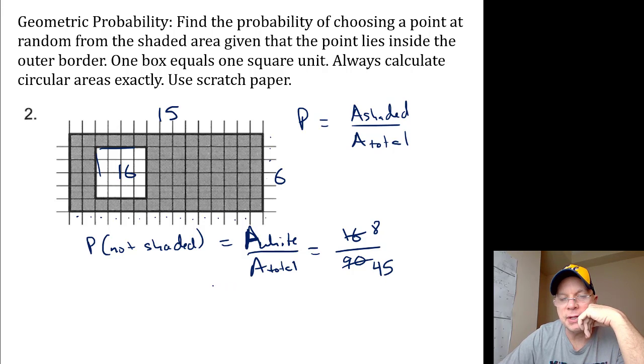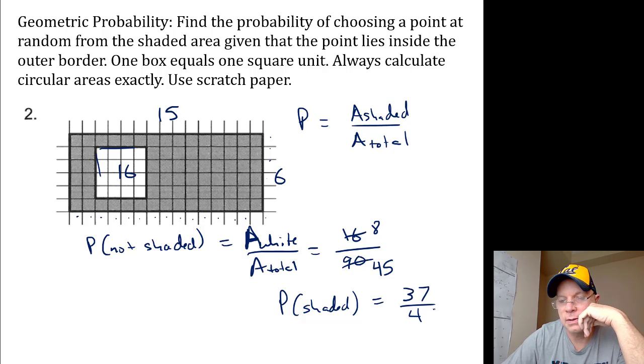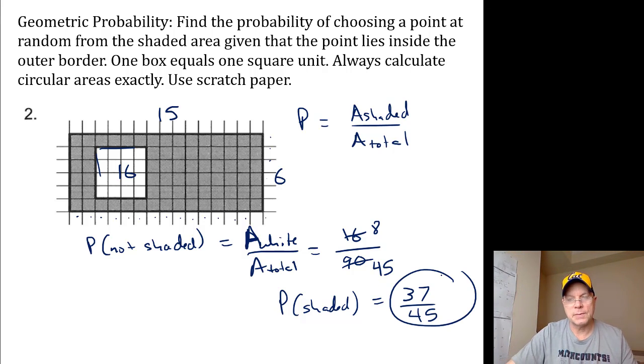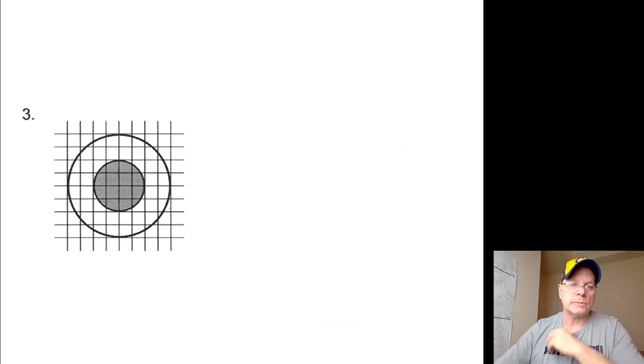So if the probability not shaded is 8/45, the probability of shaded must be the complement, or 37/45. That's correct, 37/45. You could have found the shaded area and compared it to the 90, you'll get that. It's just like taking the 90 and subtracting 16 from the 90, which is 74 over 90, which when you factor out the 2 gives you 37/45, if you did it that way.